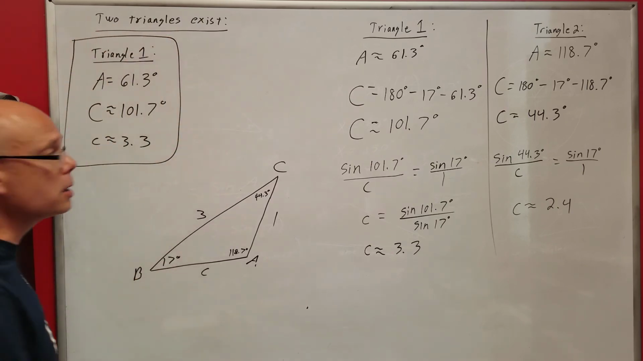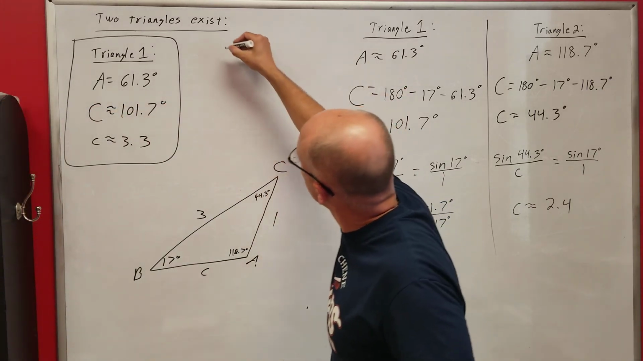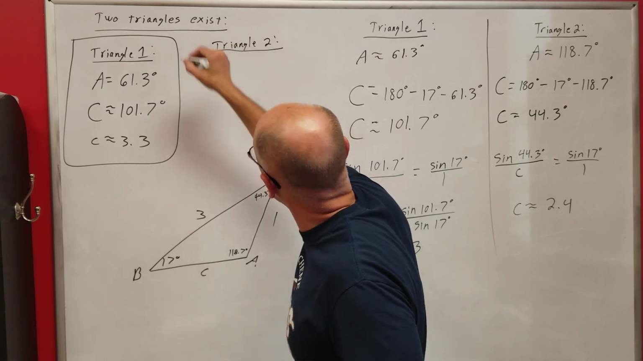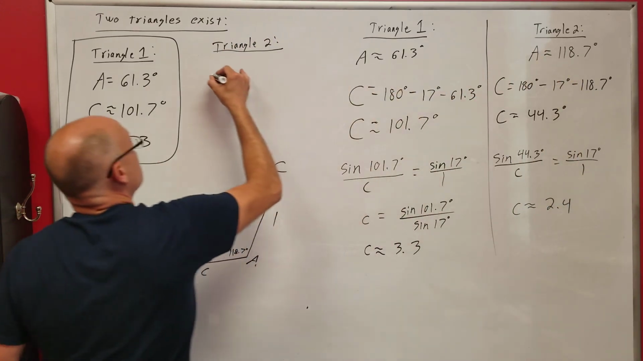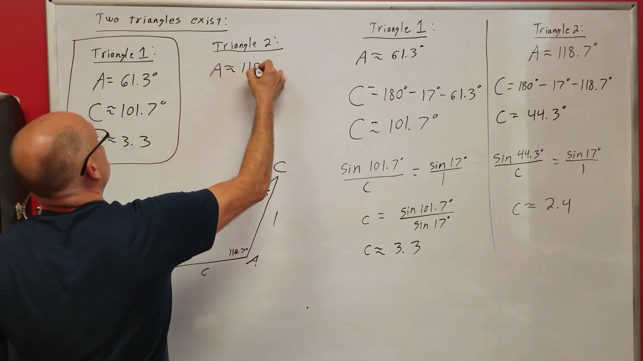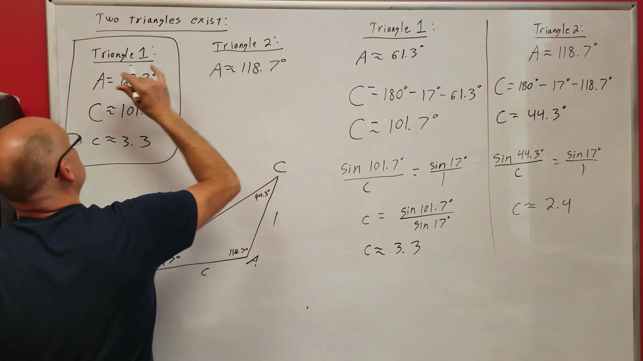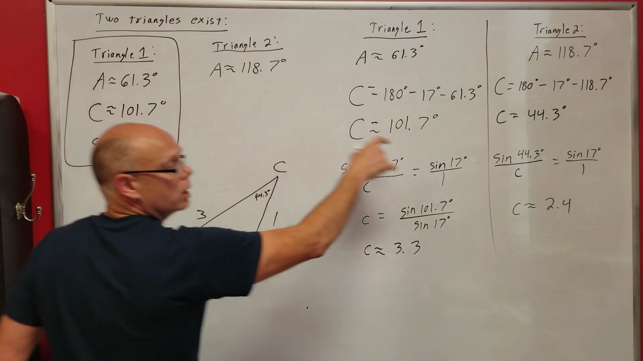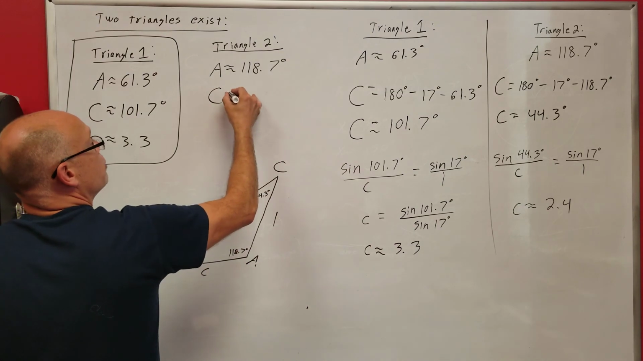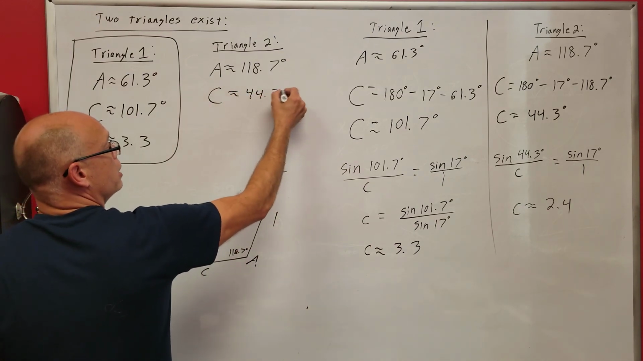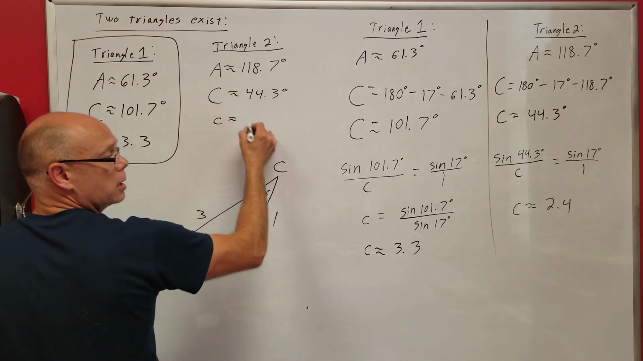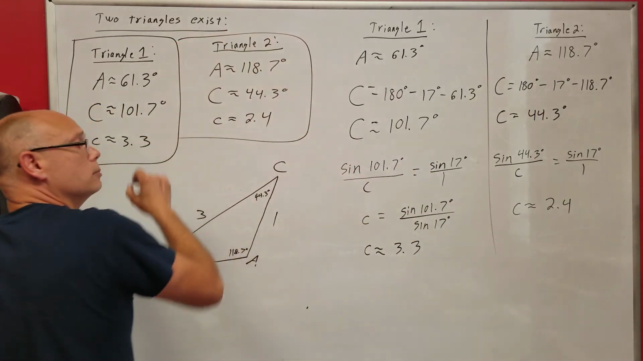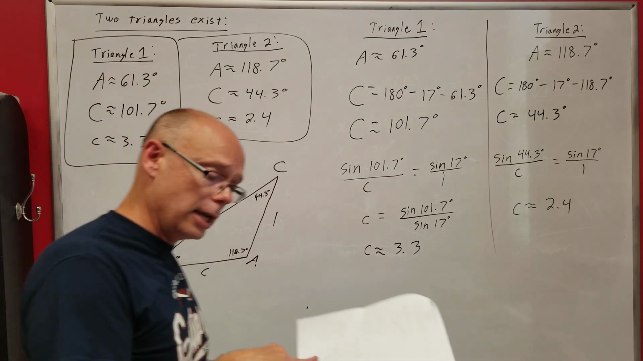And then let's list our stuff for triangle 2. What do we have for triangle 2? A is approximately 118.7 degrees. What is C? C is approximately 44.3 degrees, and lowercase c is approximately what? 2.4. That's the case where two triangles exist in an ambiguous case.